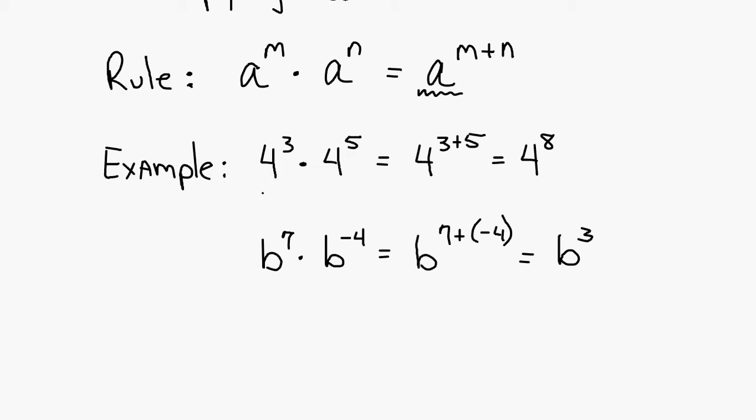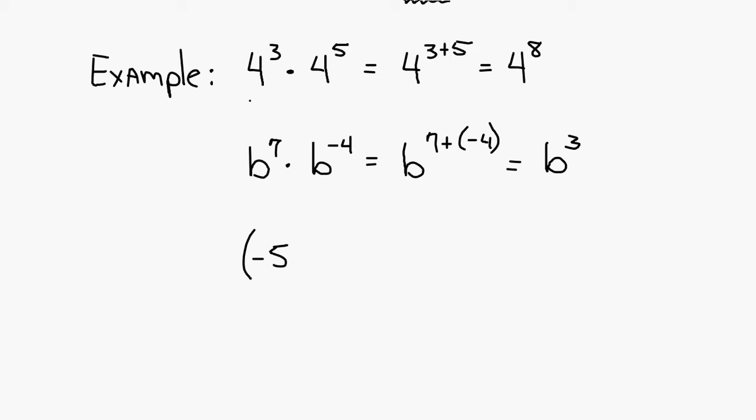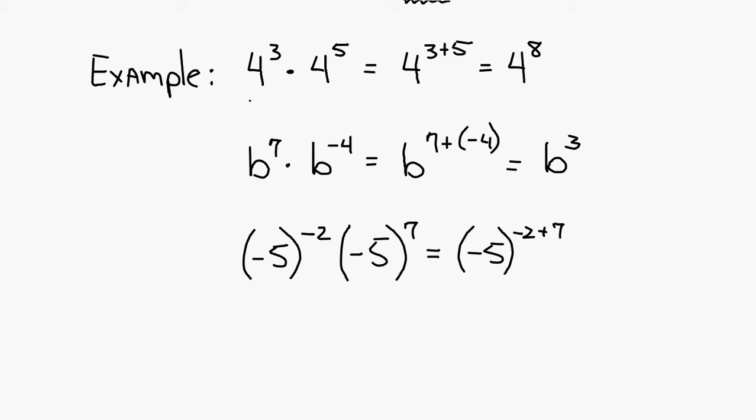If you are given, let's see, negative 5 raised to the negative 2nd, and you're multiplying it by negative 5, again, raised to the 7th, you have to keep the base the same. In this case, both of these bases are negative 5, so your base has to stay negative 5. So this would be negative 5 to the negative 2 plus 7, which would be negative 5 raised to the 5th power.